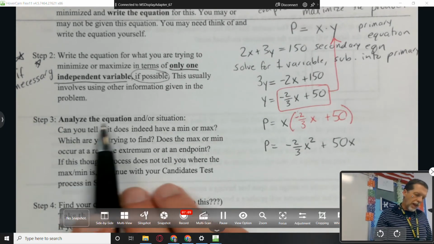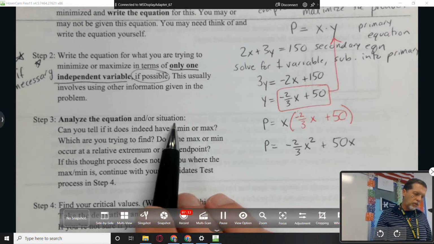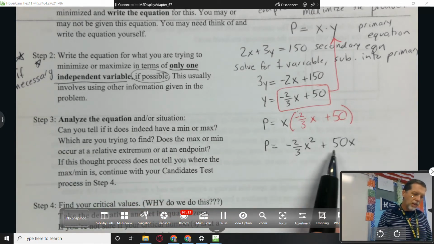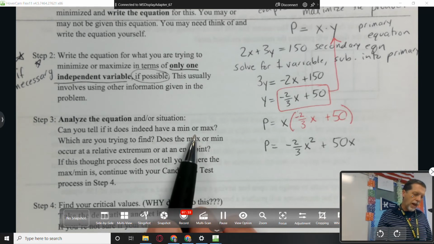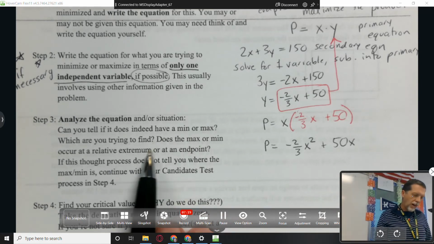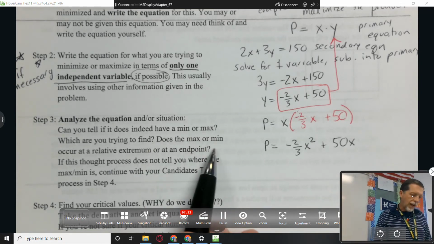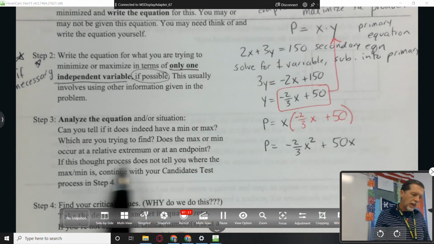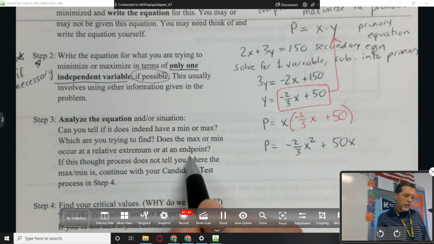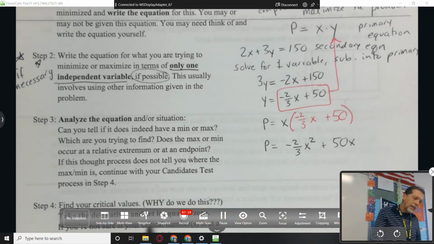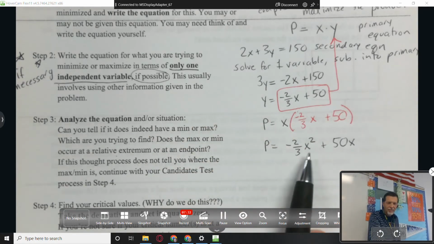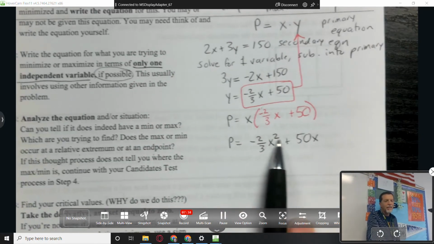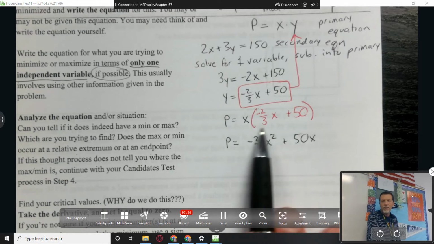Step 3, analyze the equation and/or situation. Can you tell if this equation does indeed have a min or a max? Which one are you trying to find? Can you tell if it has a max or min at a relative extrema versus an endpoint? This is not a formulaic thing. Look at what you've got and see if you can figure out what that shape is.